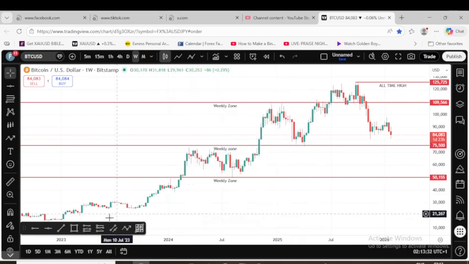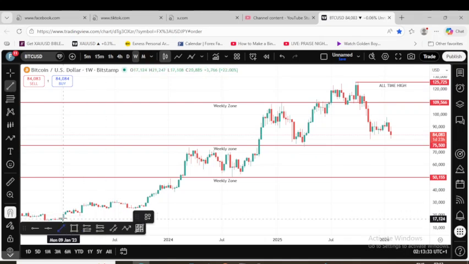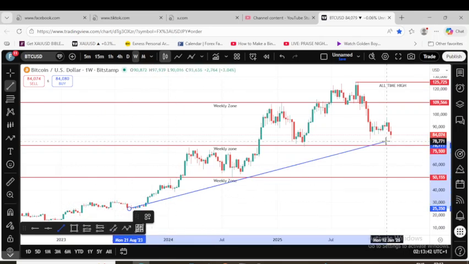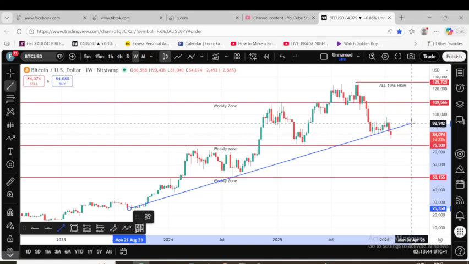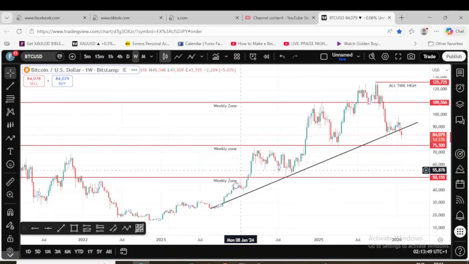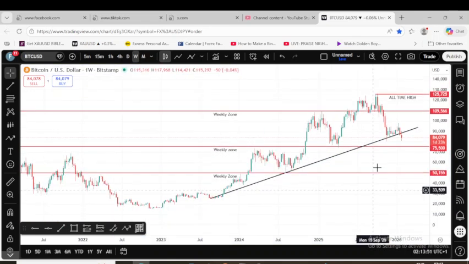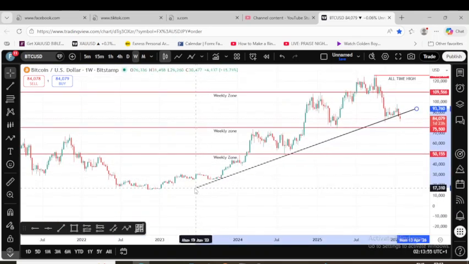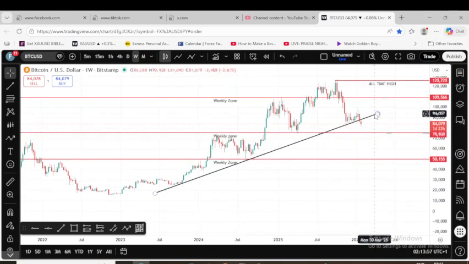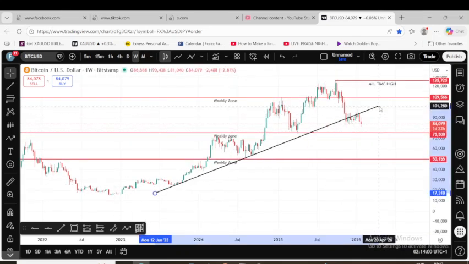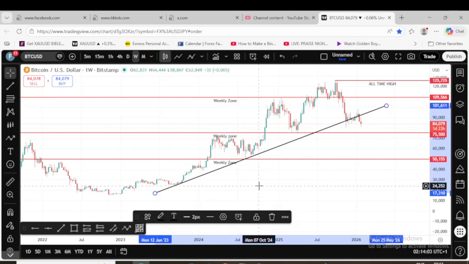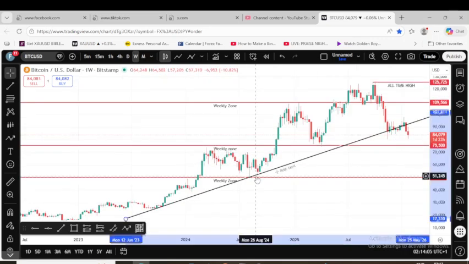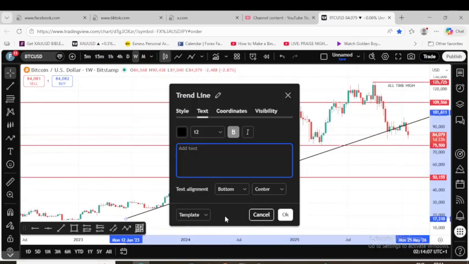And we can draw a trend line. We can draw a trend line even as far back as from here. Okay, something like this. This will be our weekly trend line.